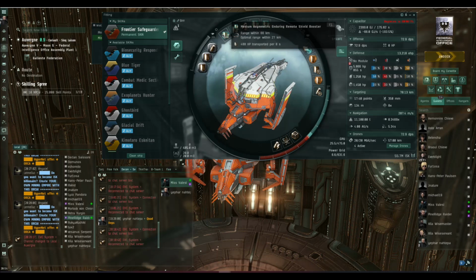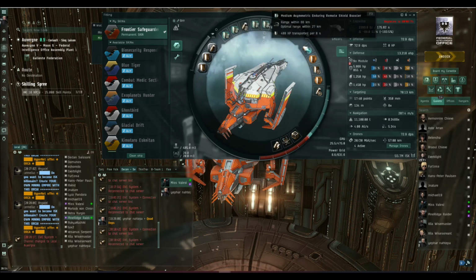To do the repairing, we've got four Enduring remote shield boosters fitted up in the high slots. They're giving out 244 hit points of reps a second, and that's per Osprey, with a 27 km optimal and a 66 km falloff, which is very handy.